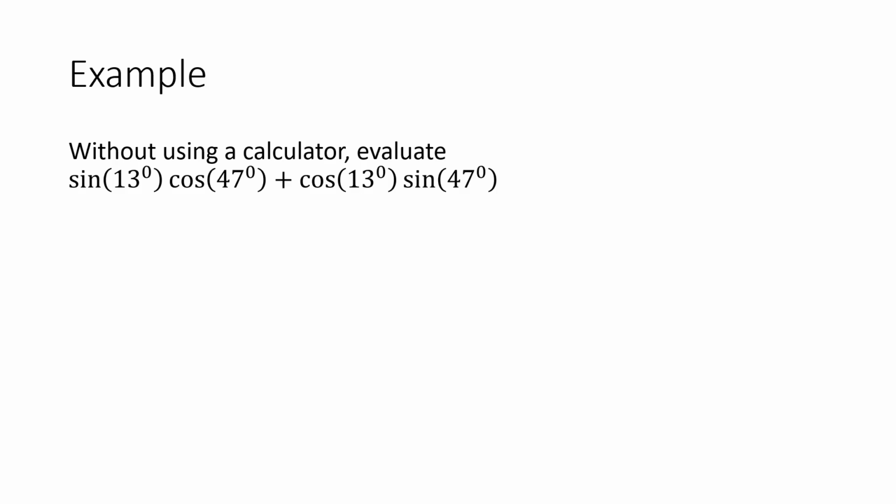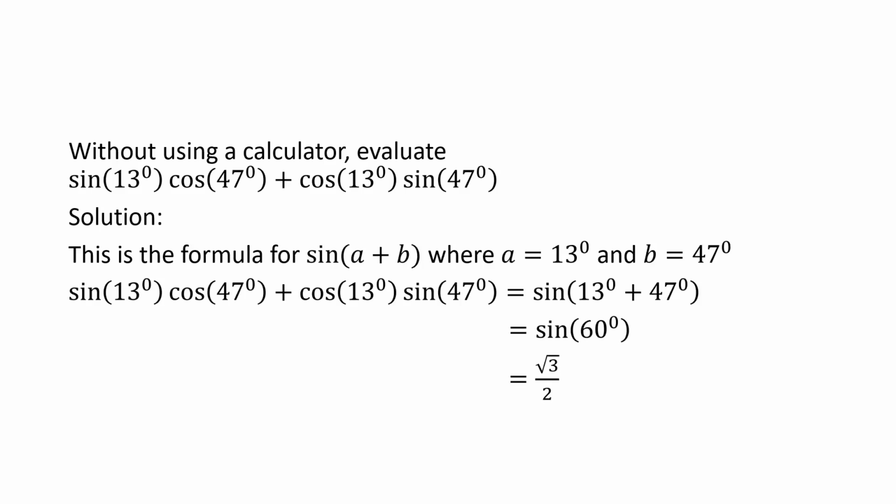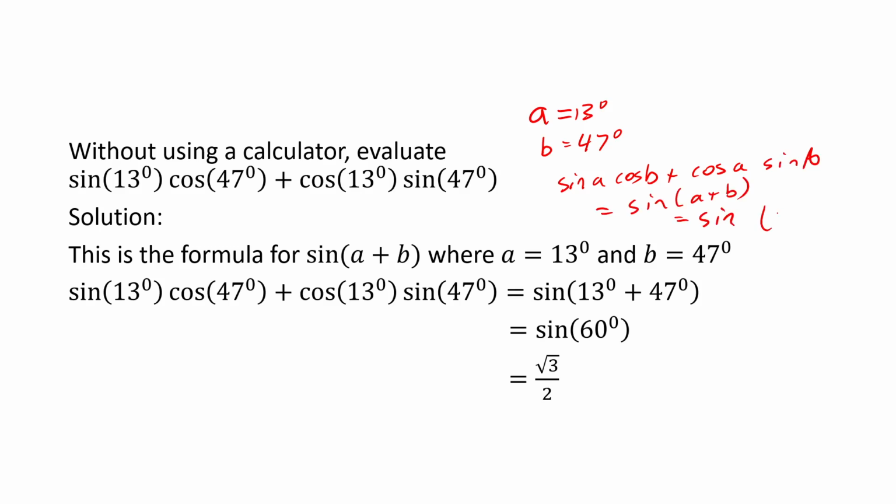Well, this looks pretty tough to do without a calculator, but we might remember that if we simply let A equal 13 degrees and B equal 47 degrees, then what we've got is sine A cos B plus cos A sine B. And that is nothing different than the formula for the sine of A plus B, which in this case would be the sine of 13 degrees plus 47 degrees. So we can actually use that knowledge. We have the sine of 13 degrees plus 47 degrees, which is the sine of 60 degrees, which is just the square root of 3 over 2.